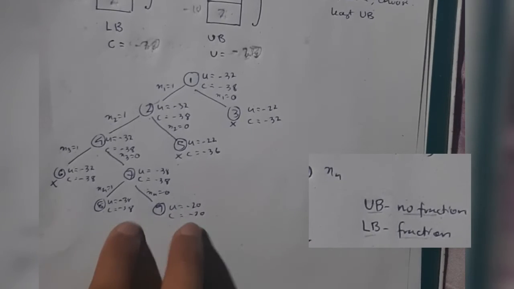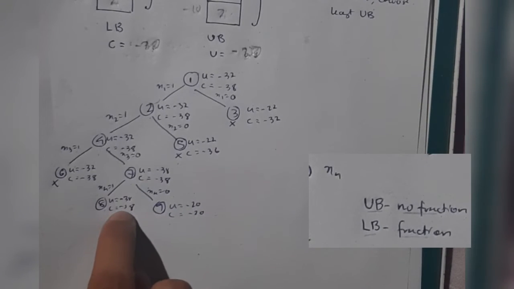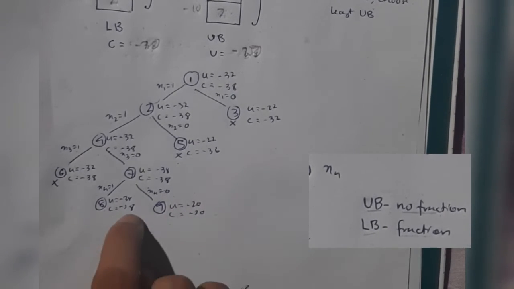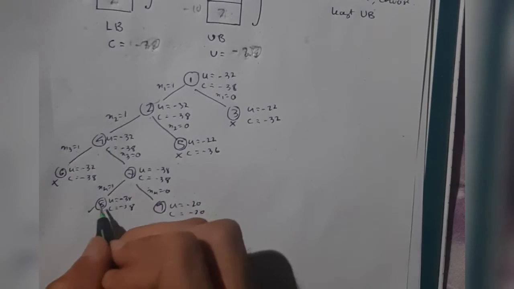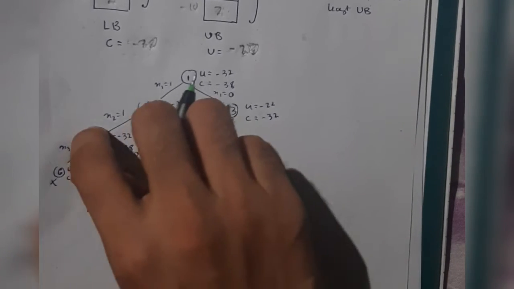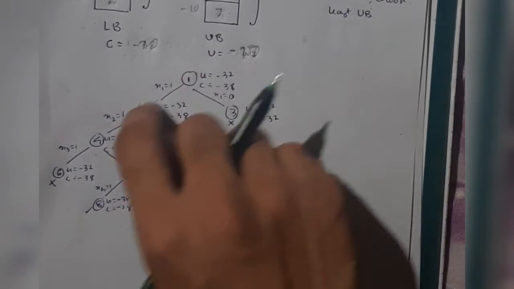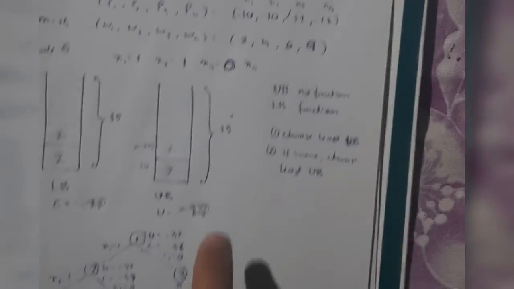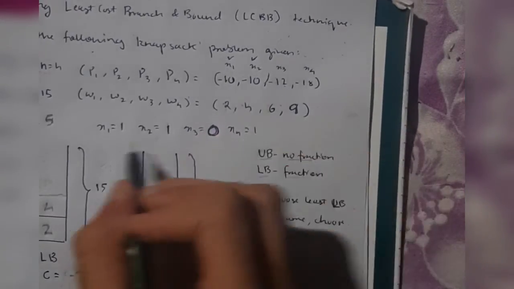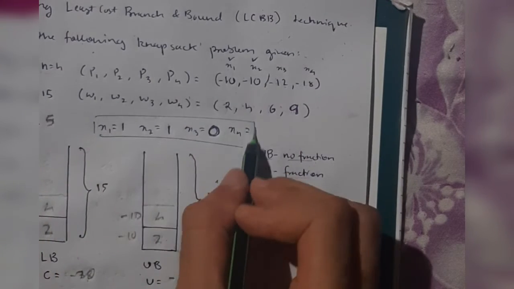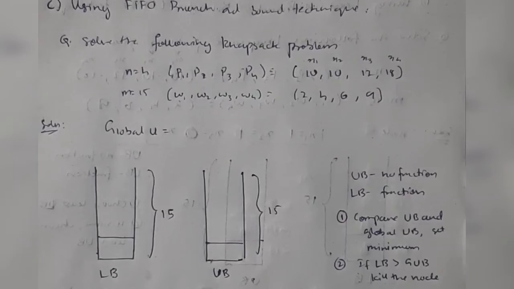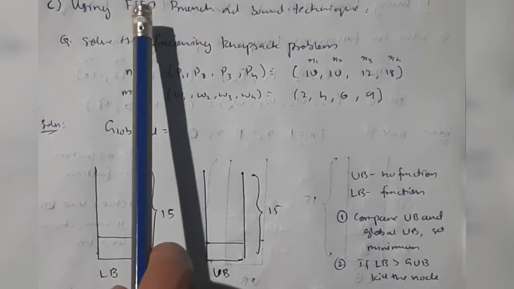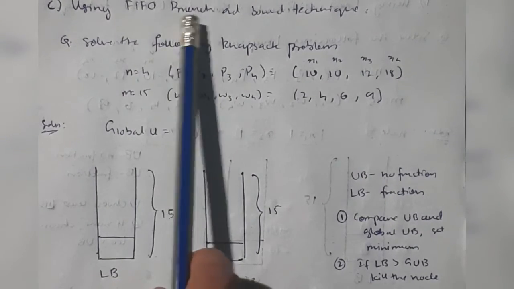At this point select which is the least. Minus 38 is lower or minus 20? Minus 38, right? So tick mark here. So this is the combination which is 1101. We have written here 1101. So this is the answer for the knapsack problem. This is the third type of knapsack problem, which is using FIFO algorithm and branch and bound technique.